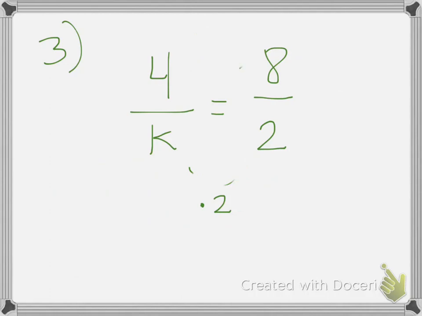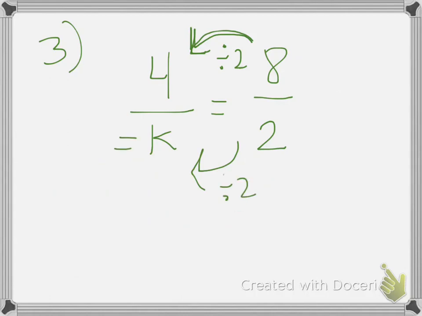Another way you can think about it is you're going this way. What do I do to 8 to get 4? I divide it by 2. So down here you want to divide this by 2 and you should get 1. So in this case you solve the proportion, k equals 1.